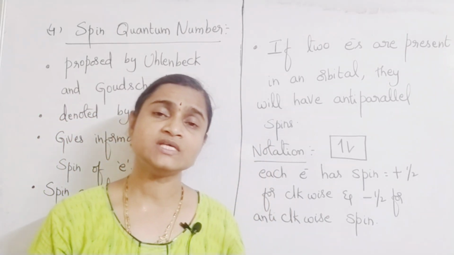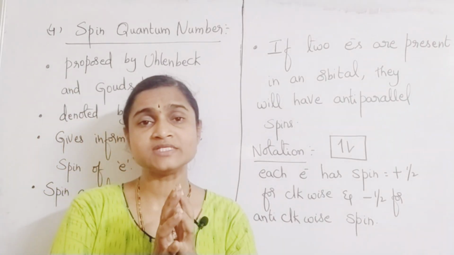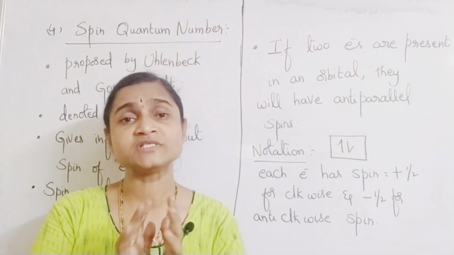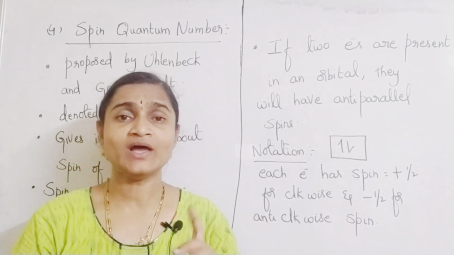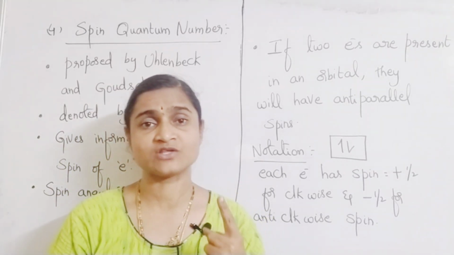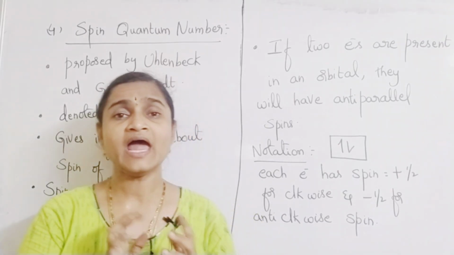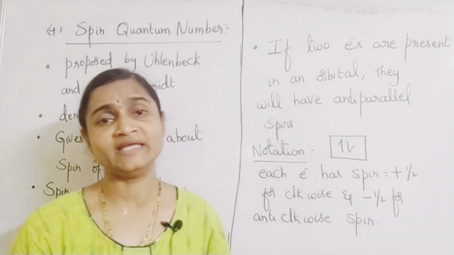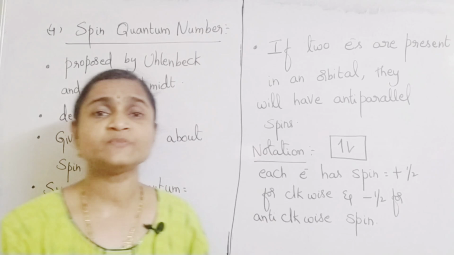So this upward and downward directions indicate what? If 2 electrons are residing in an atom, they possess anti-parallel spins, means opposite spin. If one electron is rotating in clockwise direction, another will rotate in anti-clockwise direction, and their spin is designated by plus half and minus half values. So this is regarding spin quantum number.